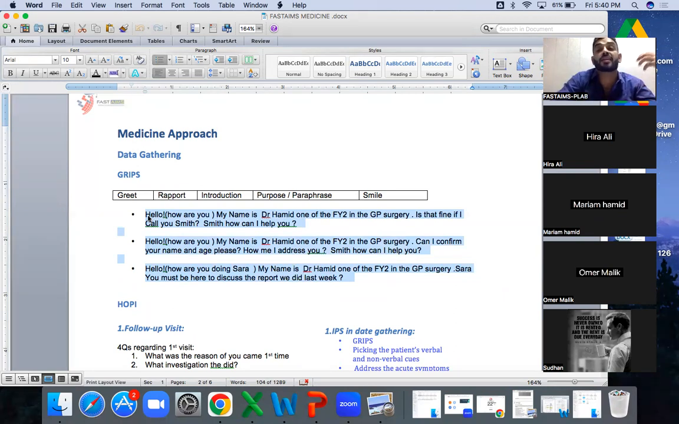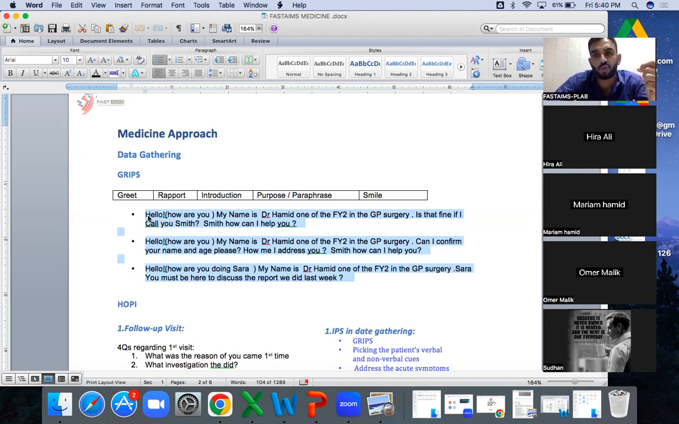Otherwise, at the time, you will be thinking and translating in your mind how to start the conversation, and you will stumble, your conversation will not open in an appropriate way, and then you lose your confidence for the rest of the station. Trust me, half of your station is passed just because of your good confidence.